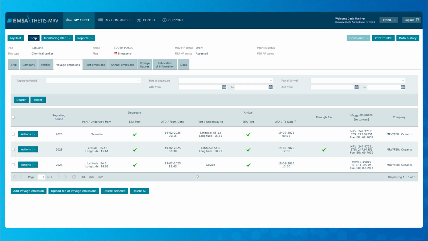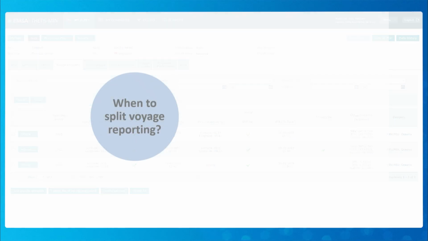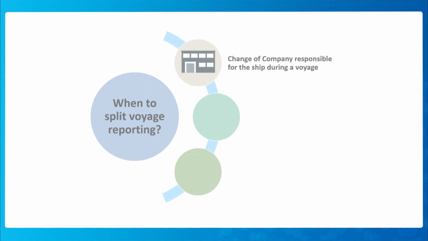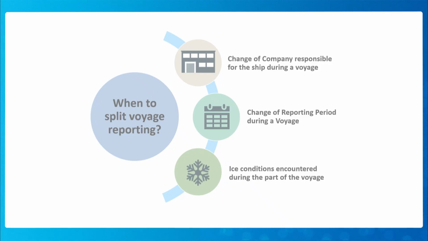With this demonstration, you will be able to split a voyage for one of the following reasons. In case there was a change of the ship responsible company during a voyage, due to the change of the reporting periods when voyages started, for example, in December and finished in January of the following year, or as presented earlier in this tutorial, ice conditions were encountered during parts of the voyage, while the ship was entitled to use the benefit from sailing in ice, a derogation under FuelEU legal scope Annex 5.